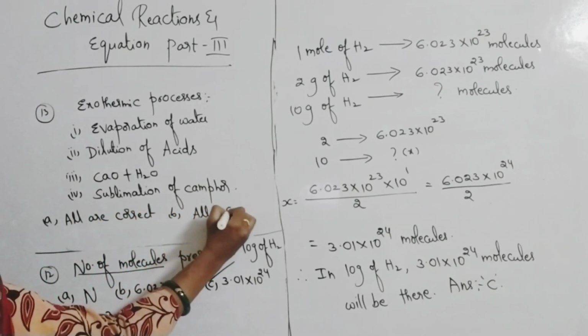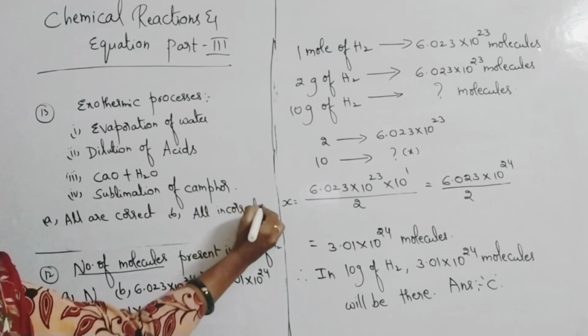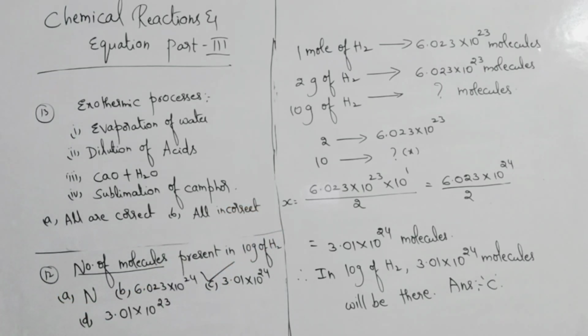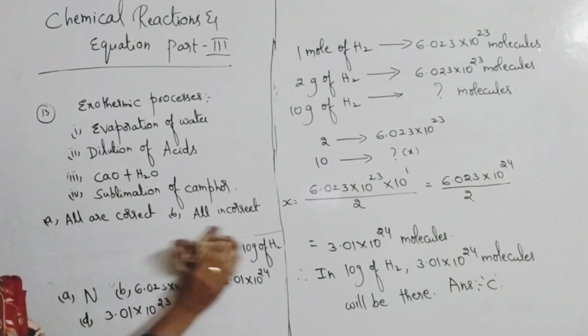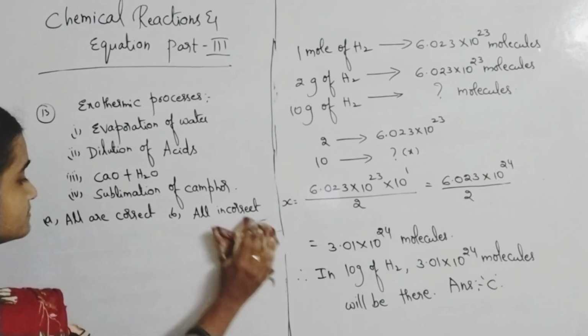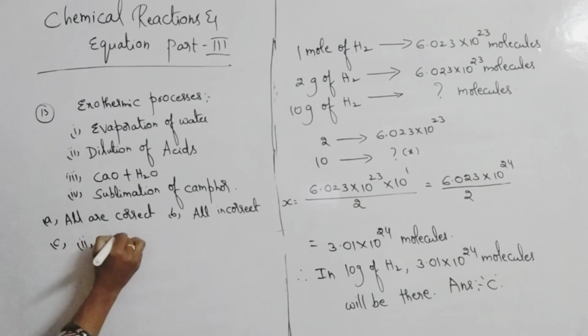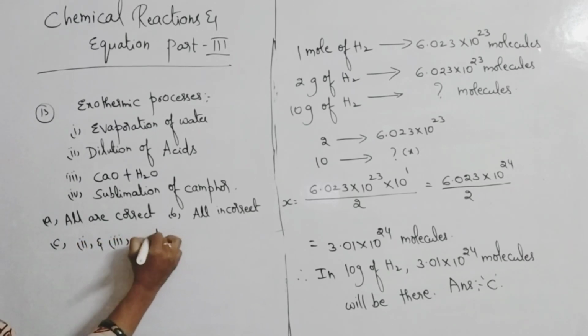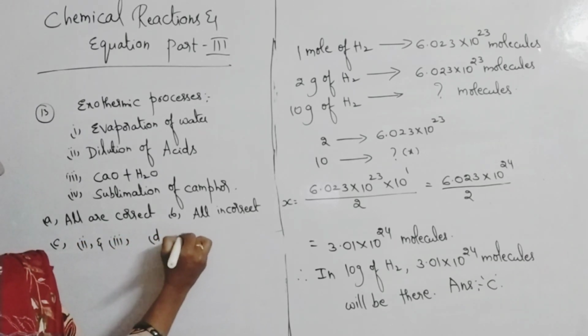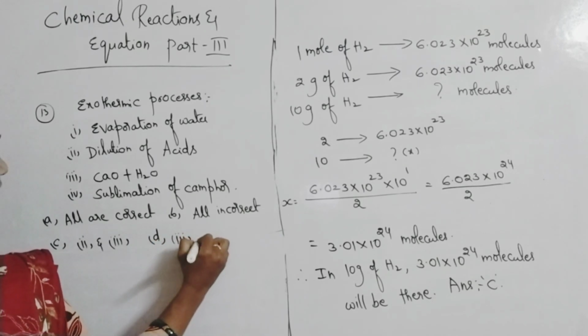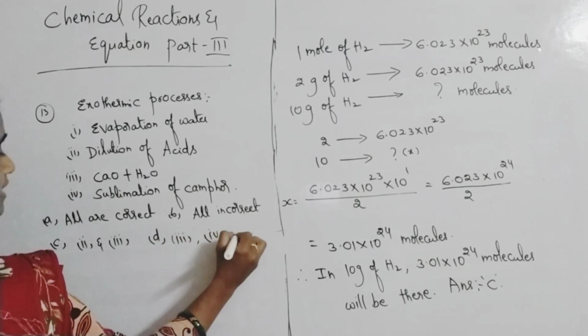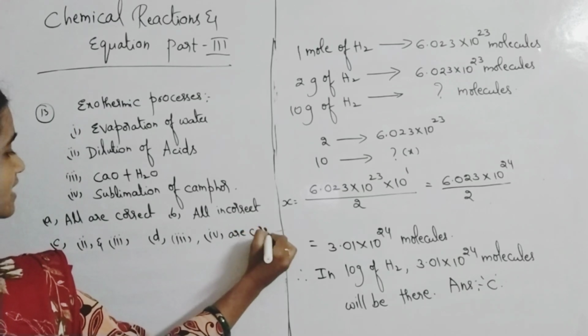All incorrect. Option C, what is given to you? Option C is given as 2 and 3 are correct. Option D, 3 and 4 are correct. So what is the correct answer here?